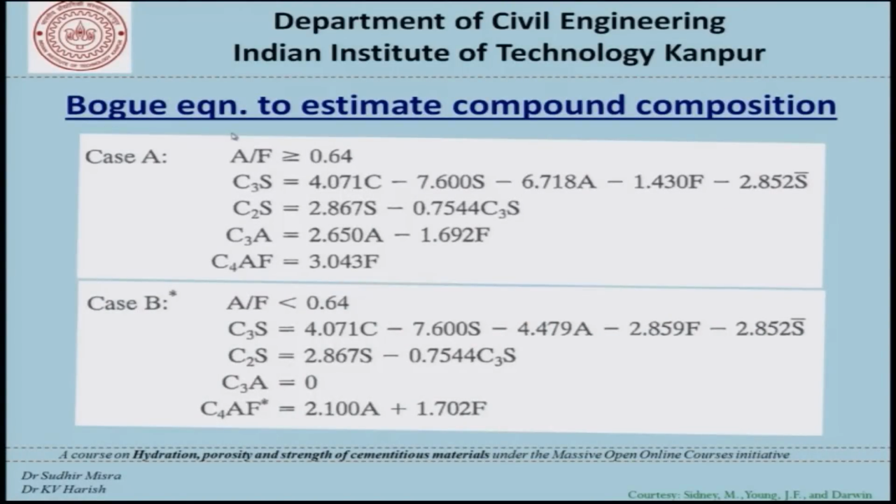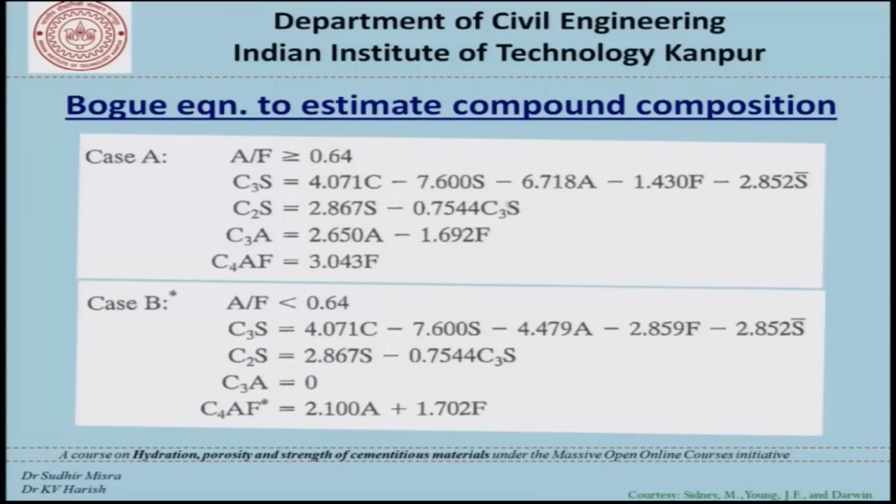Now, the Bogue's equation to estimate compound composition is shown here. There are two different cases that occur, case A and case B, depending upon the ratio of aluminate and ferrite that is present in the Portland cement. For aluminate to ferrite ratio greater than or equal to 0.64, these set of formulas are used to find out C3S content, C2S content, C3A content and C4AF.